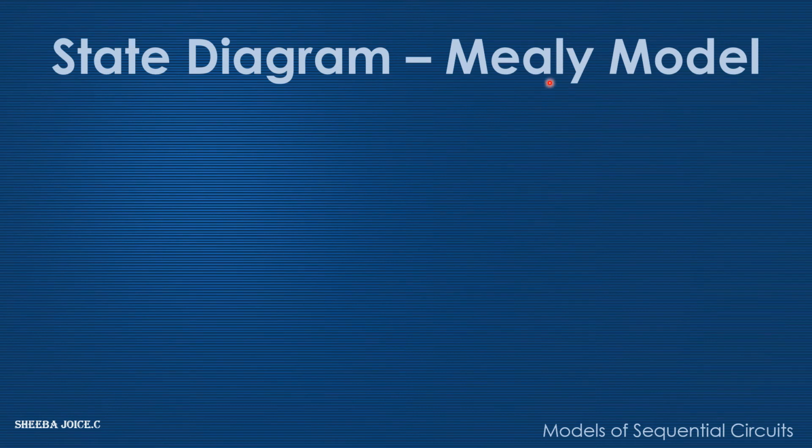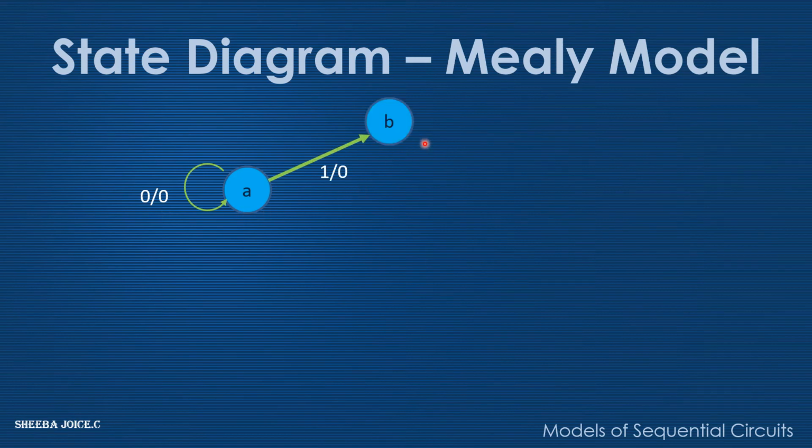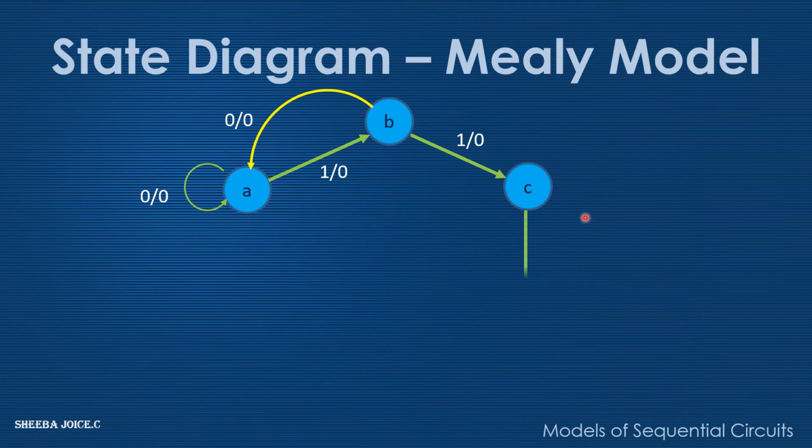Now let's do it in the Mealy model because the output is going to vary. Let's assume the first state to be A, the initial state, and when the input is 0, it will remain in the same state with the output as 0. But if the input is 1, it will move on to the next state B and the output will still remain 0. From here, if the input is 0, it will go back to the initial state A and the output will be 0. But if the input is 1, it will move to the third state C and still the output will be 0.